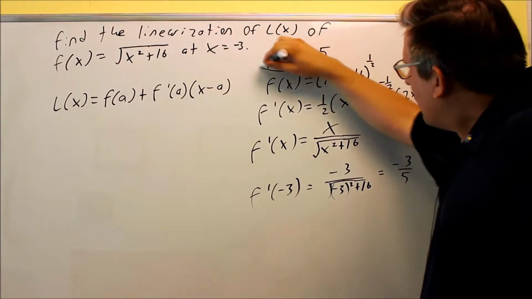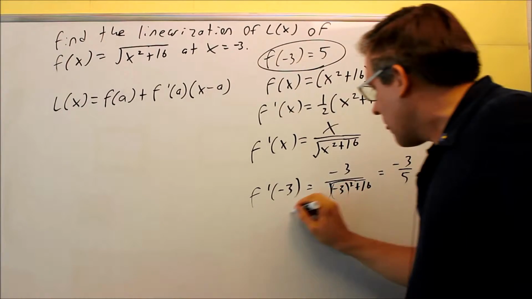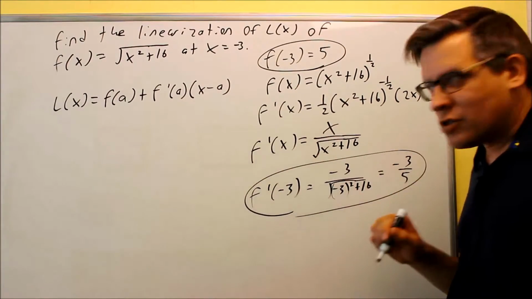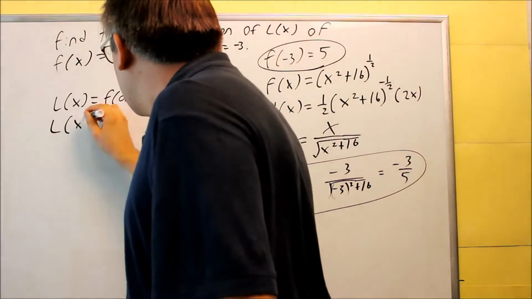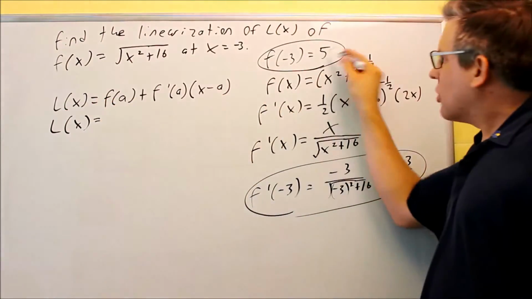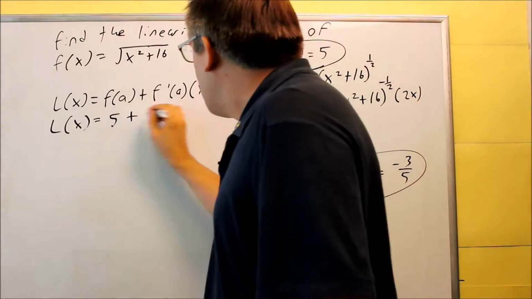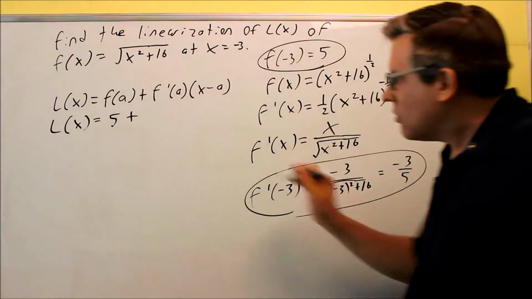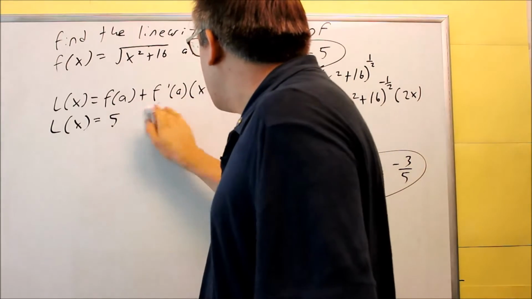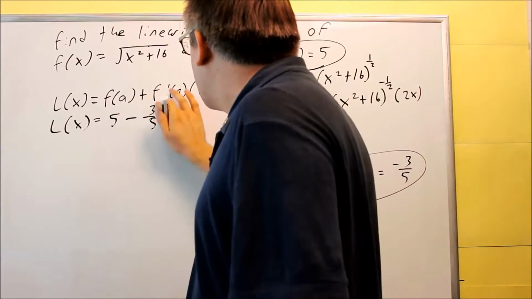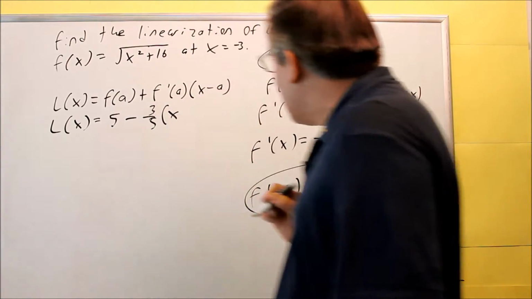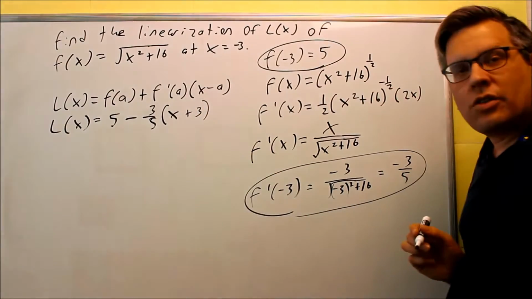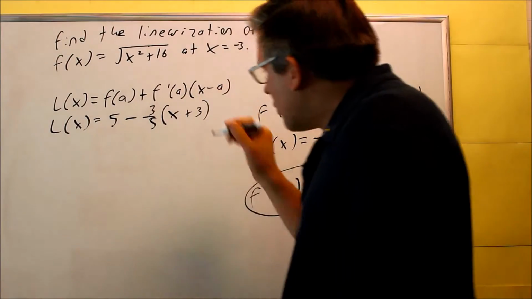So now I have this information, and I have this information here. I can put that directly into my linearization. So L of x is going to equal f of a, which is 5, plus f primed of a, which is this slope right here, -3/5. So I'll put that in there so I can change this to a minus 3/5. And then I have x minus a, so I have x minus -3. That's going to give us a +3 right there, and that's going to be your linearization.